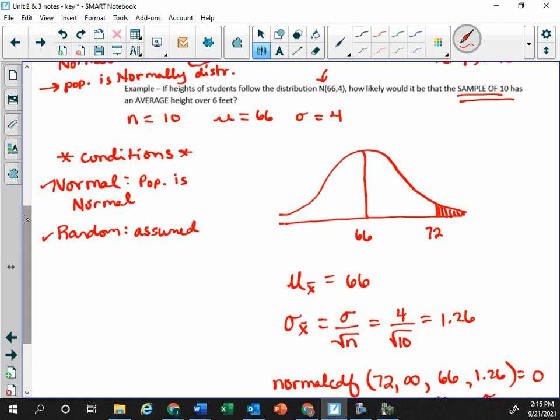Look in this room: randomly picking someone who's over 6 feet versus taking 10 of you and averaging your height and seeing if that height's over 6 feet. Do you see how it's much less likely for it to be that big? Okay. So that's what's happening when we do a sampling distribution.